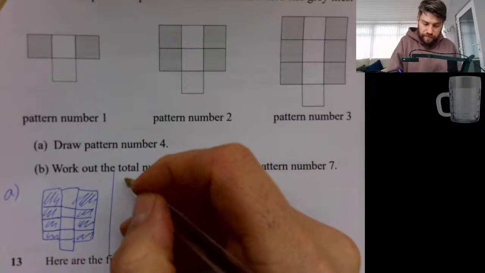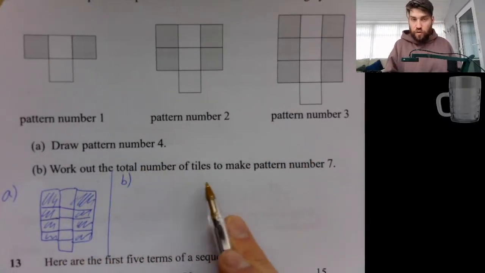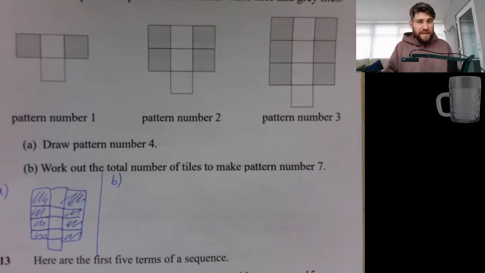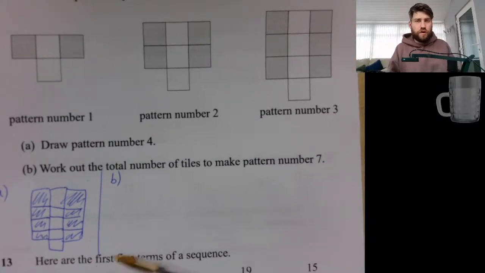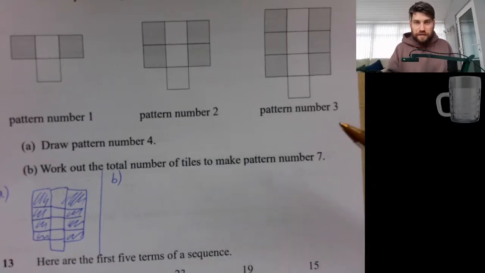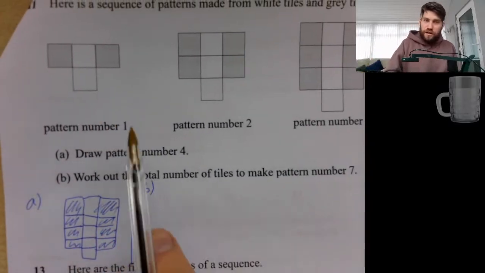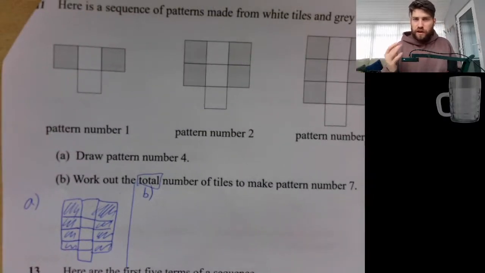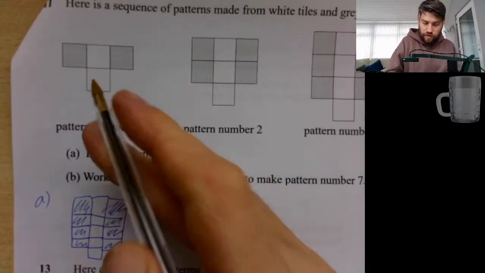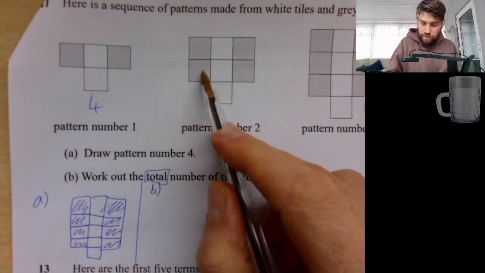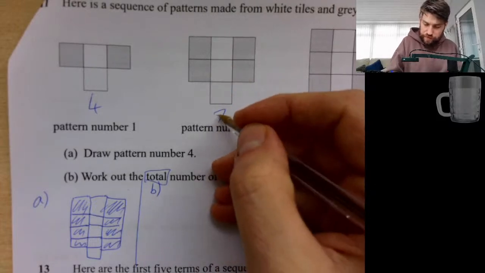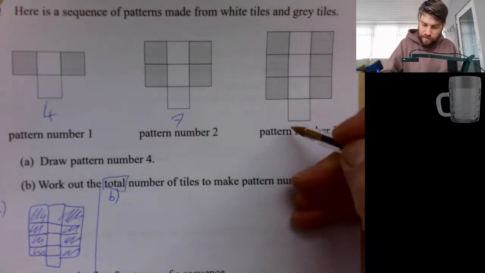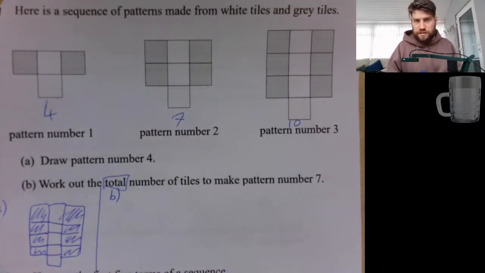Right, that's part A. Part B, work out the total number of tiles to make pattern number 7. This is actually easier than you think, really. I wouldn't bother drawing it. You can draw them if you want to, but it's just going to take you more time and a lot more effort, okay? Because it says total number of tiles, total is the keyword here. It doesn't want specifically grey or white, just total. So count 1, 2, 3, 4. So you see it's 4, then 4 plus 3 is 7, then 3 more is 10. So you can see it is going up in 3s, okay?